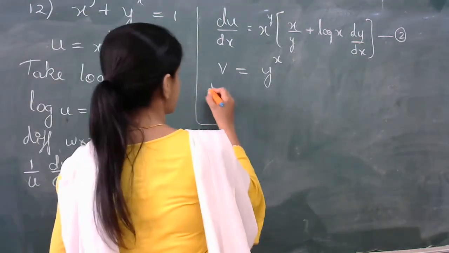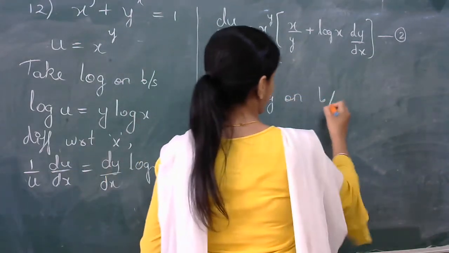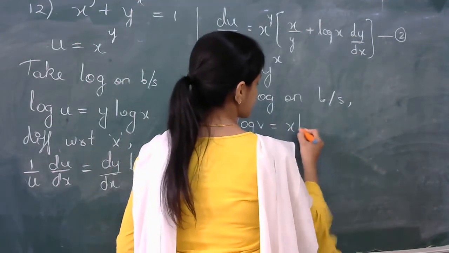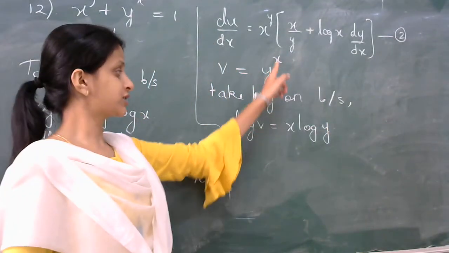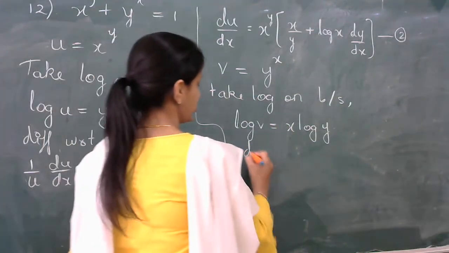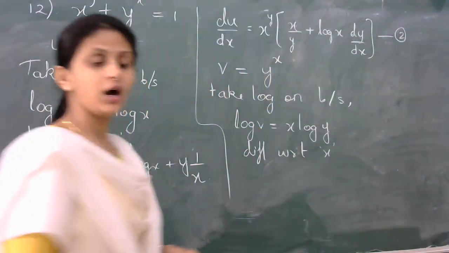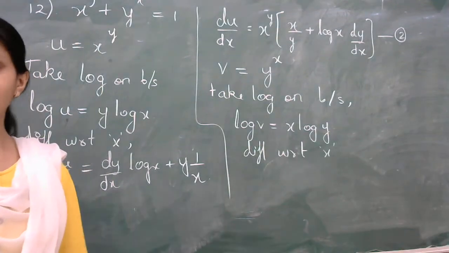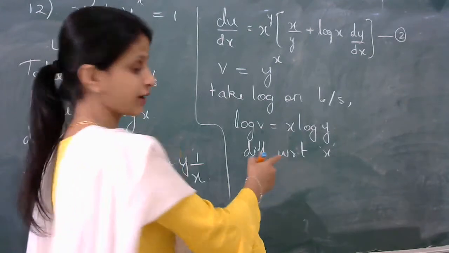So what will you do here students? Again take log on both sides. If you take log on both sides, what do you get? log v is equal to x log y. This exponent x will come on the left hand side. Now let us differentiate it with respect to x. How shall we differentiate students? Here you can observe it is in terms of v, and we are going to differentiate it with respect to x.